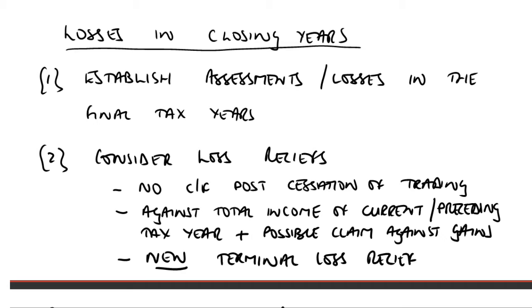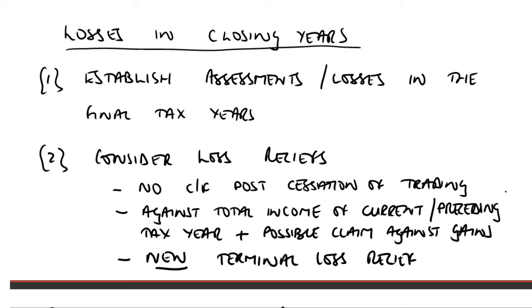So to begin with, it's like any cessation of an unincorporated trade. Work out which tax years we're dealing with, establish the assessments, and of course, where there are losses, what losses arise in relation to those final tax years. If we do have any of the tax years with a basis period of loss, then we must consider what loss reliefs. If we're dealing with the final tax year, then clearly there will be no carry forward post the cessation of trading. There's no carry forward because there's no future trading profits of the same trade; you've ceased trading.